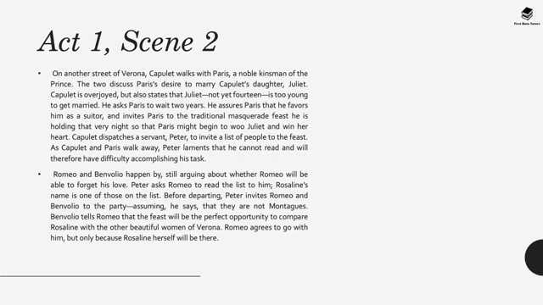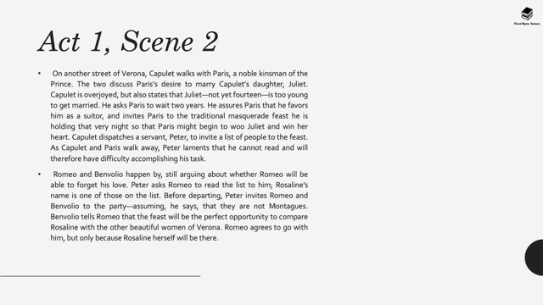Now in Act 1, Scene 2, on another street of Verona, Capulet walks with Paris, a noble kinsman of the prince. The two discuss Paris's desire to marry Capulet's daughter Juliet. Capulet is overjoyed, but also states that Juliet, who's not even 14, is too young to get married. He asks Paris to wait for just 2 more years.